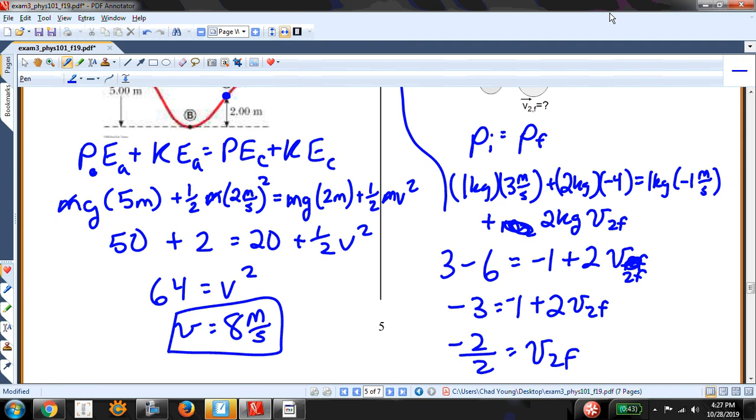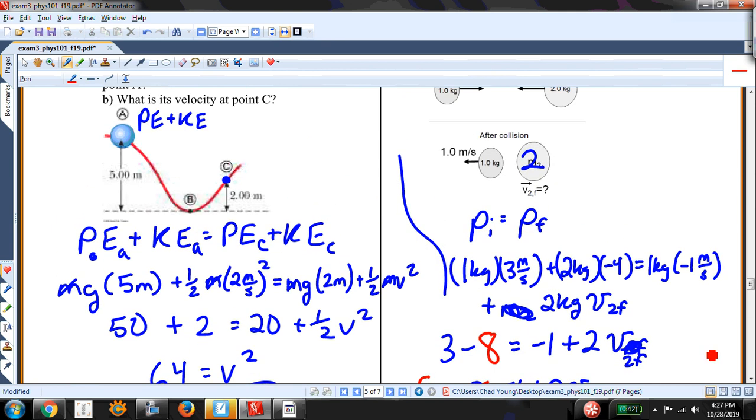Let's see, actually I made a mistake here, I'm sorry. This should be 8, and then that makes this negative 5, and this negative 4. So V2F is equal to negative 2 meters per second, and since it's negative, it's to the left. I'll be looking for that direction. Okay, let's do the multiple choice.